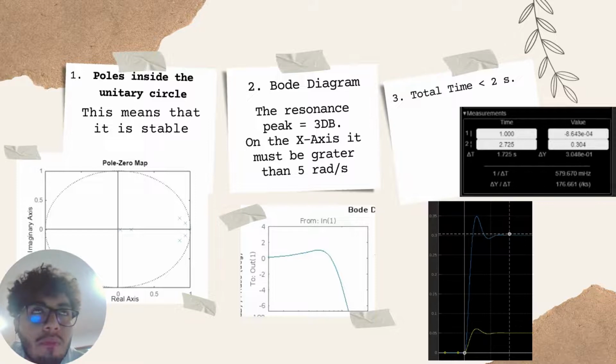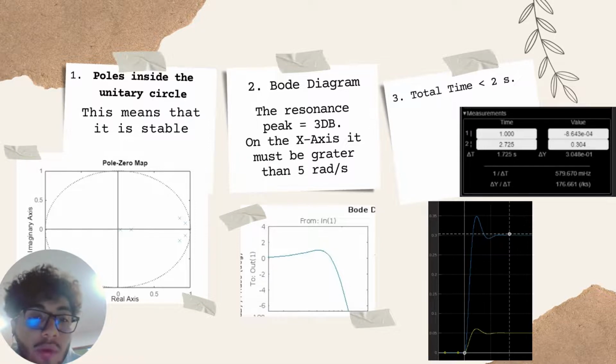Finally, we have to make sure our system meets these three points. The first is poles inside the unit circle, which means that it is stable. So we have here 4 poles, and all of them are inside the unit circle, so that means that our system is stable.